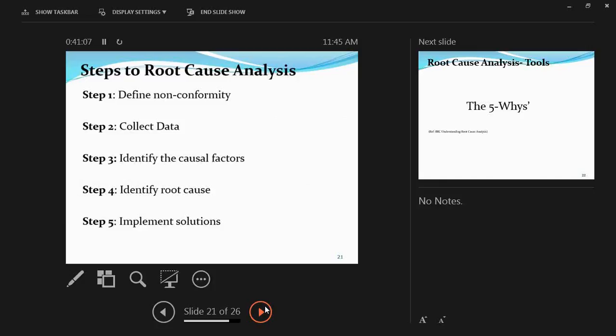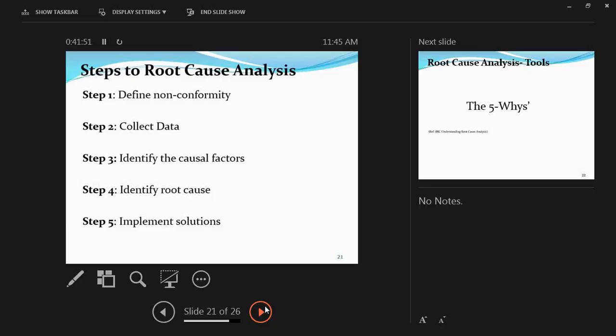The steps mentioned on this slide are most commonly used in a typical root cause analysis. Okay. However, several approaches exist actually. In general, we have a 5-step approach to root cause analysis. Step 1, define the nonconformity. That is, questions like, what do you see happening? What are the specific symptoms? Okay, so you need to define the nonconformity. That's step 1.